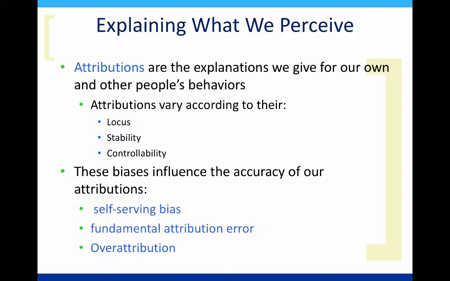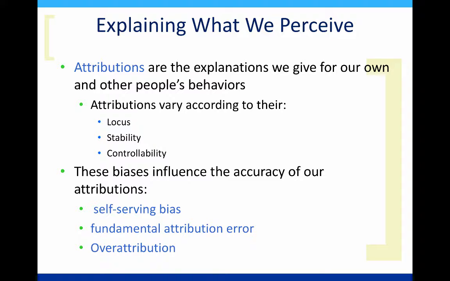Another dimension of attribution is stability. This has to do with whether the explanation we give about the cause of the behavior is something that happens always, sometimes, rarely, or has never happened before. Is this person always late or pretty much always on time? Heavy traffic is something that happens a lot. An accident on the way to work, not so much.